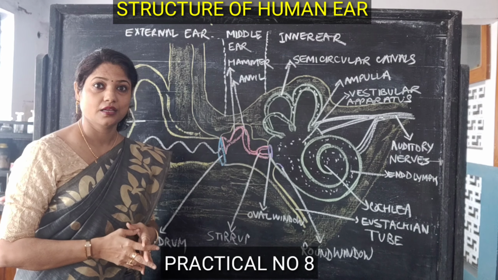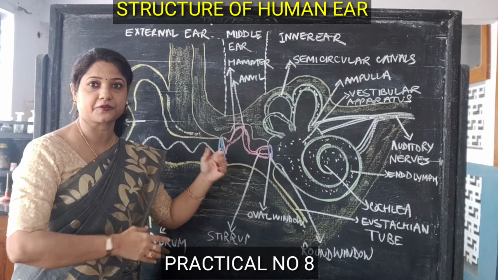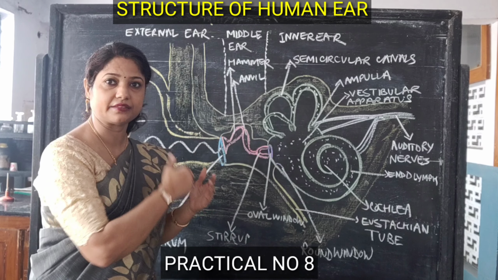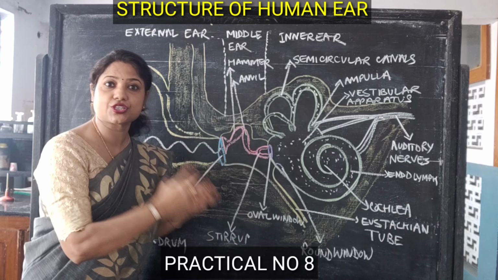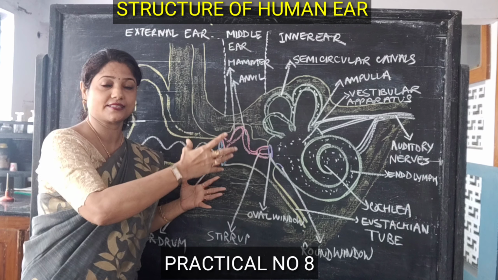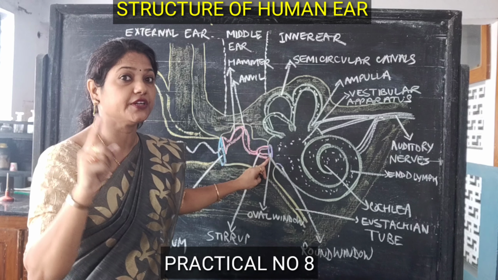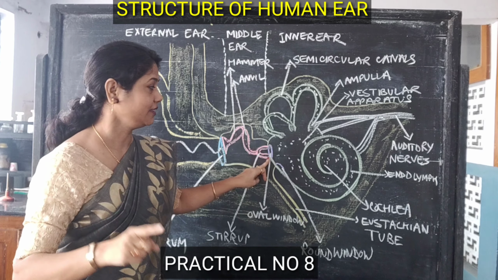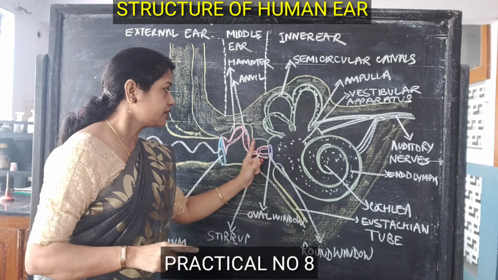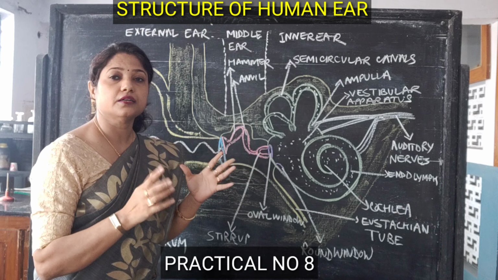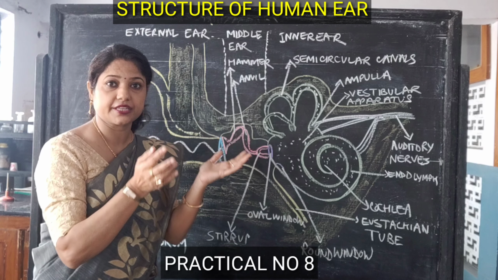The sound wave which is received by the tympanic membrane is transferred into the hammer, then to the anvil, then to the stirrup. The magnification of the sound wave increases a lot when it reaches the stirrup due to the lever action. So when the sound wave finally reaches the stirrup, the magnification of the sound becomes very high.